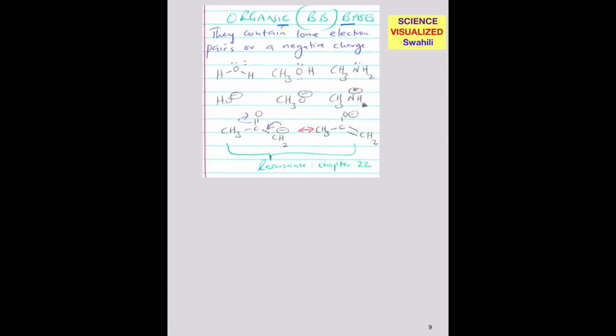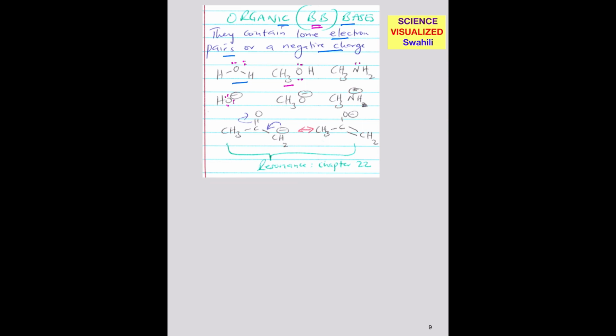So here we see some examples of Bronsted acids. Compounds that contain OH, as in water. Alcohol also has OH. Amines contain NH, or carbonyl compounds, at the alpha position. Organic Bronsted bases contain lone electron pairs or a negative charge. For example, water has 2 electron pairs that can easily be donated. Alcohols also contain 2 electron pairs. Amines have 1 electron pair.